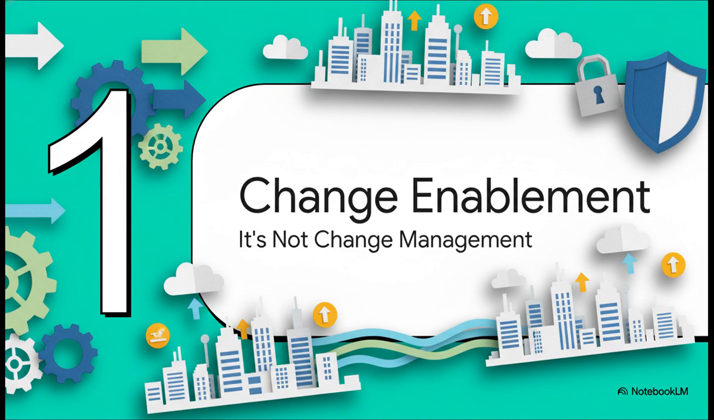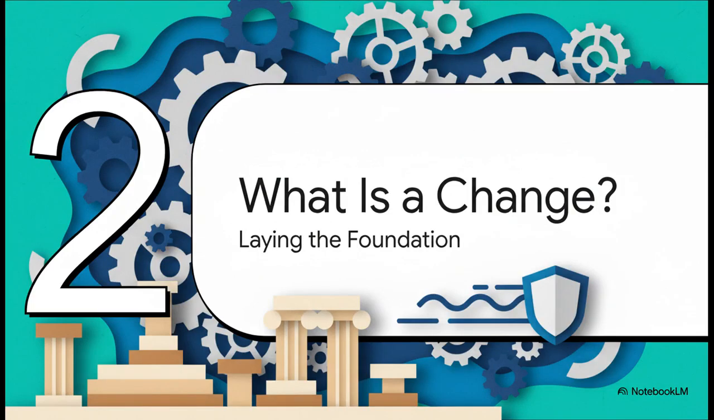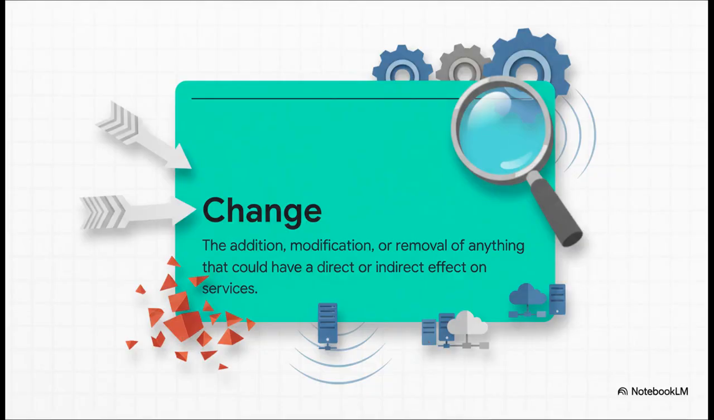So, before we can enable any changes, we all need to be on the same page. We need a solid, official definition. What does ITIL actually consider a change? This is a super important question because the answer really defines the scope of this whole practice. And here it is. Take a look at how broad this is. Addition, modification, or removal. I mean, that pretty much covers everything, doesn't it? But the real key is that last part. Anything that could have a direct or indirect effect on services. That means even a tiny behind-the-scenes tweak counts if it has even the potential to impact what a user sees or experiences.